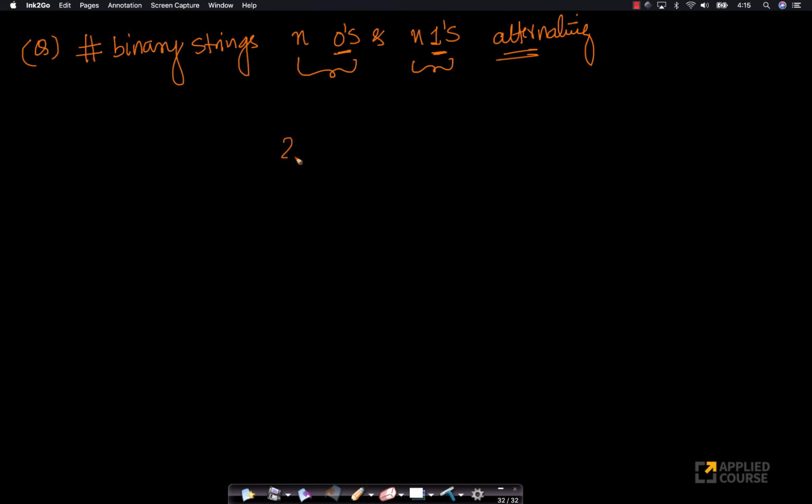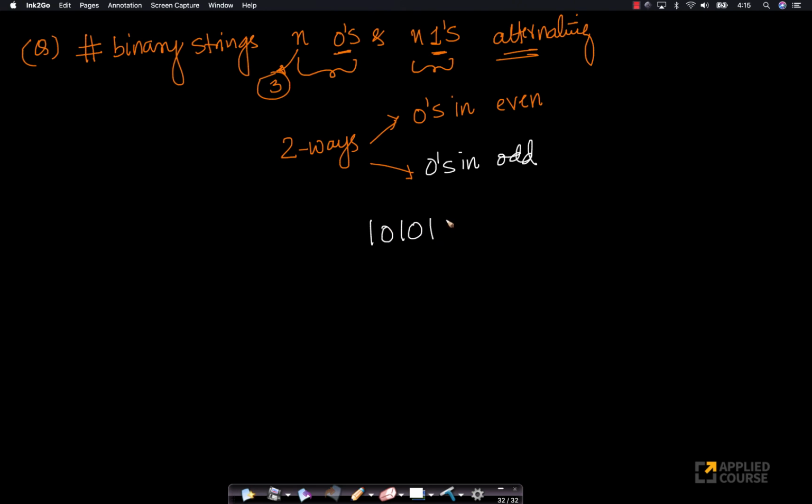I can only do it in 2 ways if you think about it, right? Because I can have a situation where my zeros are in even positions. Let's assume n equals 3, just for simplicity. Then, or my zeros are in odd positions. If my zeros are in odd positions, my ones will be in even positions because zeros and ones are alternating. If my zeros are in even positions, my ones will be in odd positions. It will be like this, right? 1 0 1 0 1 0 or 0 1 0 1 0 1. There are only 2 strings that I can construct.